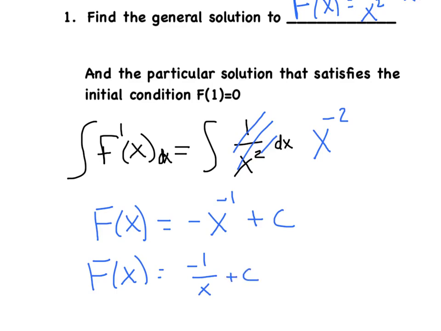So what was my first part? The general solution to this function. Now it says find the particular solution that satisfies the initial condition. You'll hear that term pretty much throughout the rest of the year, initial condition. That's just going to be the initial function value they give you.